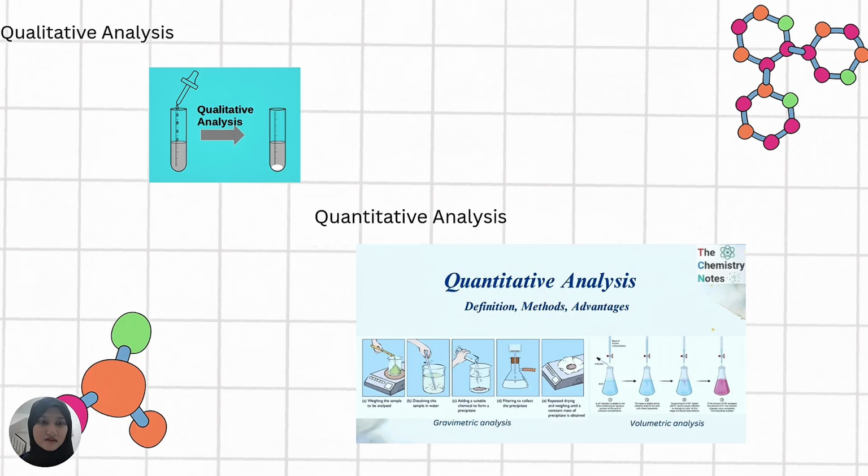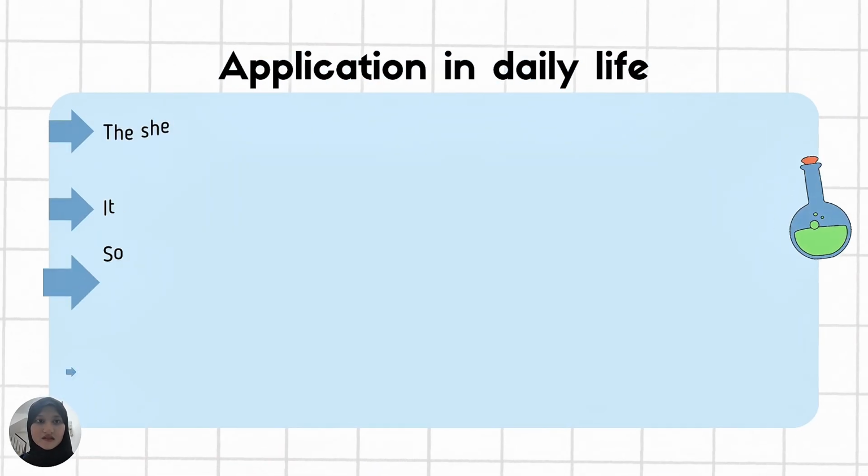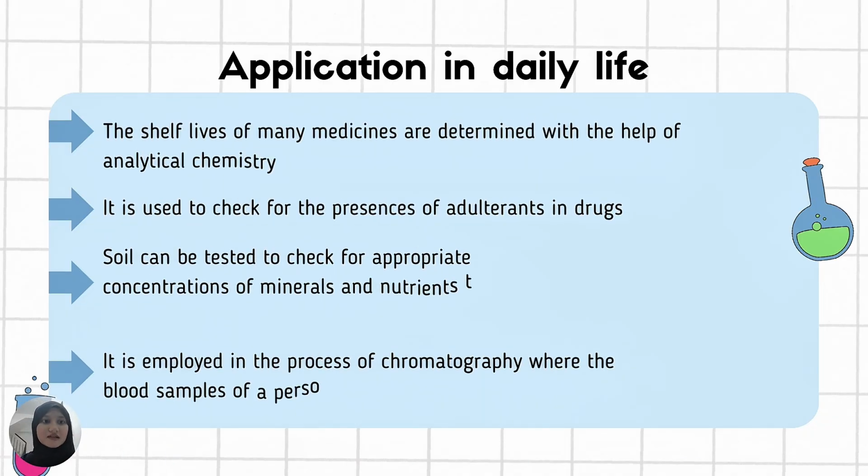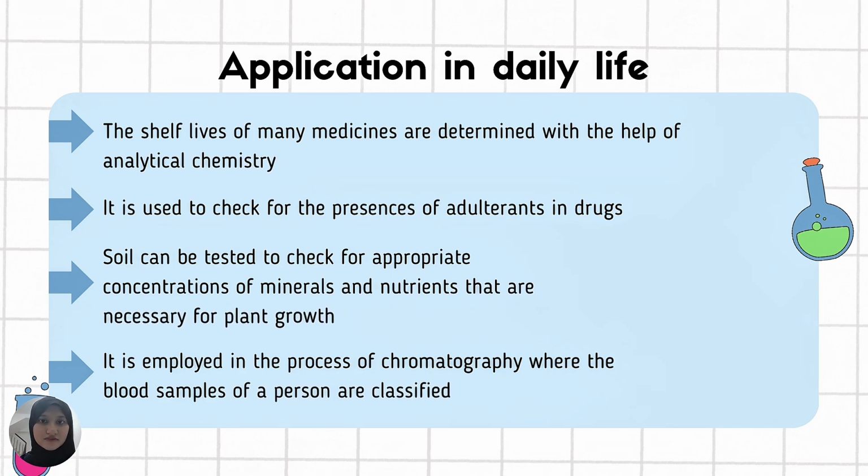This is the example of qualitative analysis and quantitative analysis. Application in daily life of analytical chemistry. The shelf lives of many medicines are determined with the help of analytical chemistry. It is used to check for the presence of adulterants in drugs. Soil can be tested to check the appropriate concentration of minerals and nutrients that are necessary for plant growth. The last application in daily life is that it is employed in the process of chromatography, where the blood samples of a person are classified.